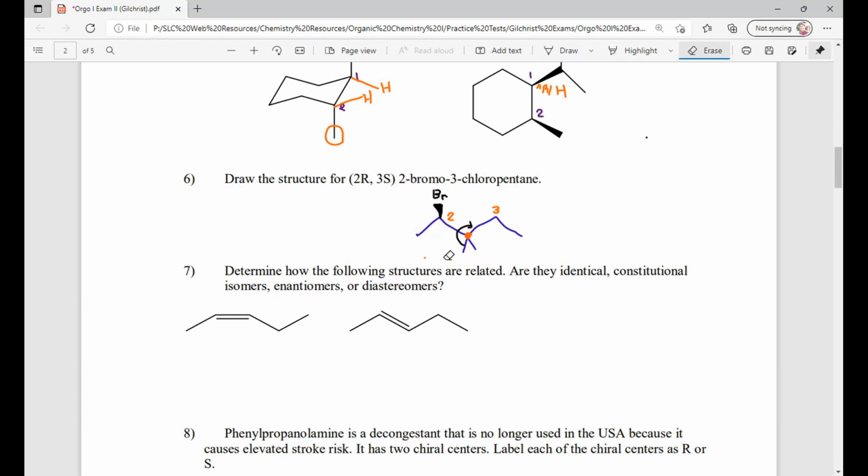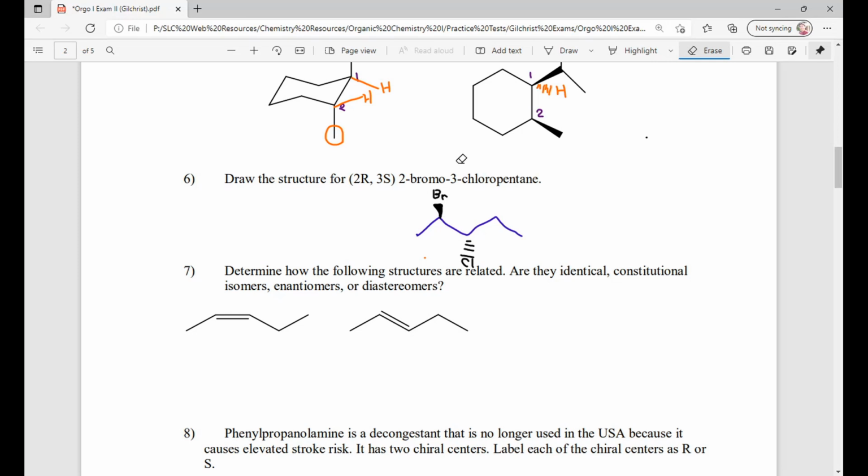So I'll erase the hydrogen and I will put chlorine as a dash, and put hydrogen in the front. And now I have 2R3S, 2-bromo, 3-chloropentane. Does that make sense? Any questions on that? Okay.